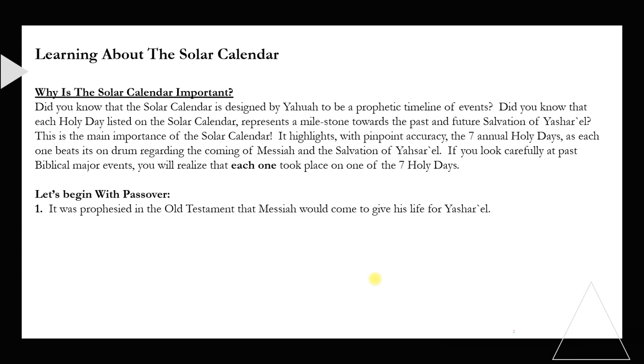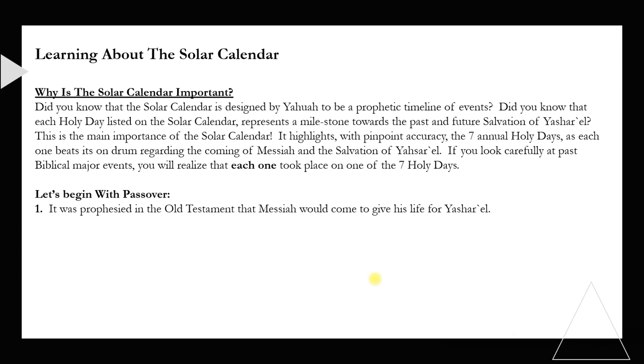This is why it's important that we are on Yahuwah's time schedule, on his calendar, so we can have an overview of things that were and things that will be. This is the main importance, not the only, but the main importance of the solar calendar. It highlights with pinpoint accuracy the 7 annual holy days, as each of these holy days is like a beat on a drum regarding the coming of Messiah and the salvation of Yasharel.